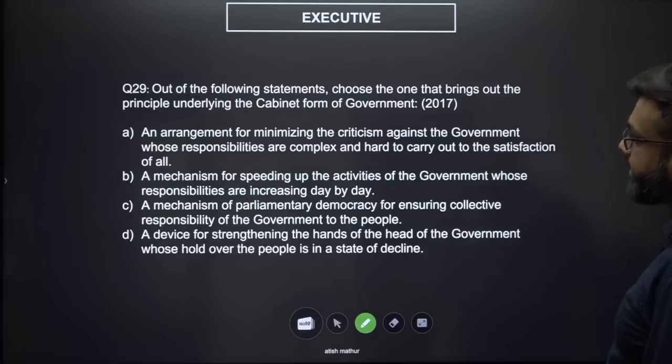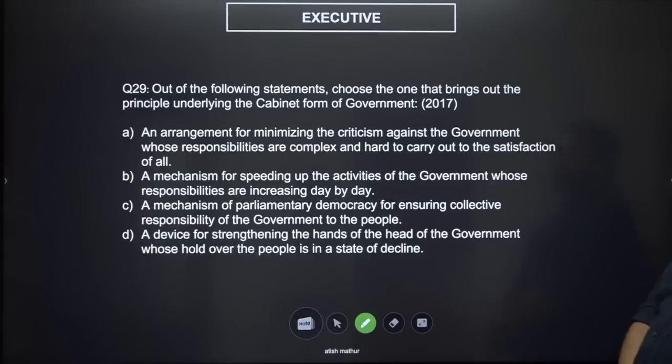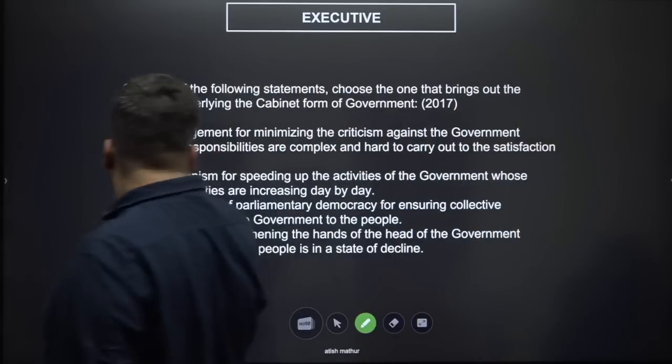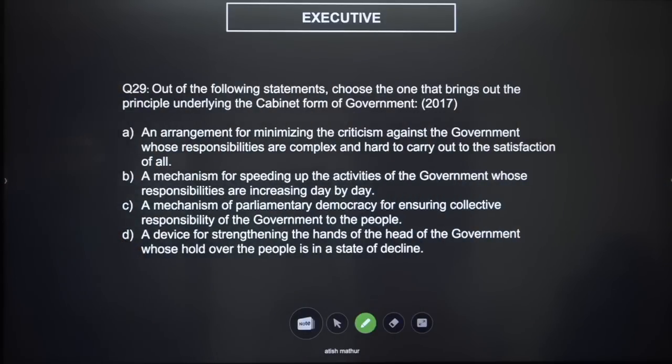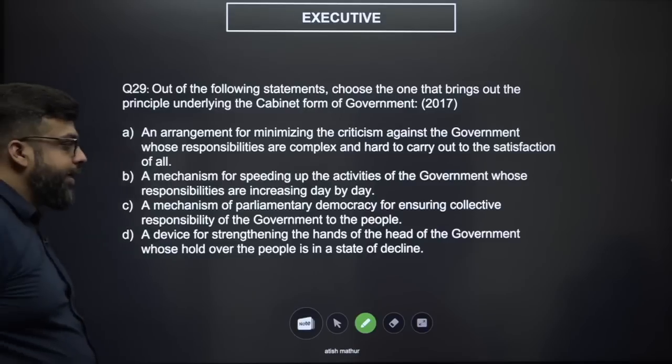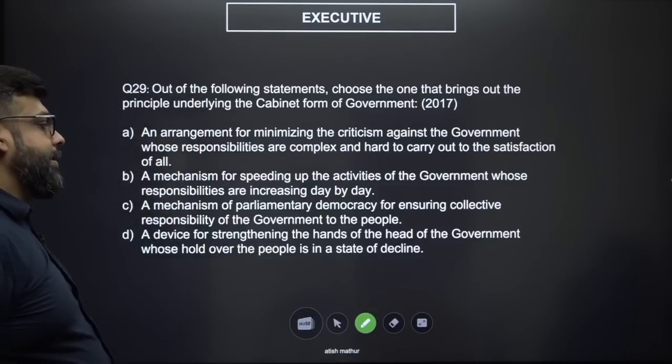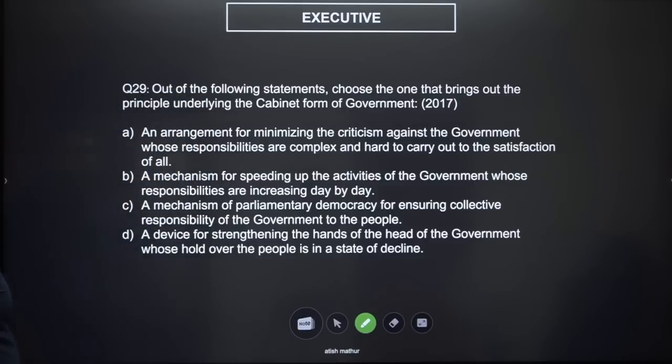Out of the following statements, choose the one that brings out the principle underlying the cabinet form of government, right? A: An arrangement for minimizing the criticism against the government whose responsibilities are complex and hard to carry out to the satisfaction of all. B: A mechanism for speeding up the activities of the government whose responsibilities are increasing day by day. C: A mechanism of parliamentary democracy for ensuring collective responsibility of the government to the people. D: A device for strengthening the hands of the head of the government whose hold over the people is in a state of decline. Okay, let's try to simplify this and come to the answer.